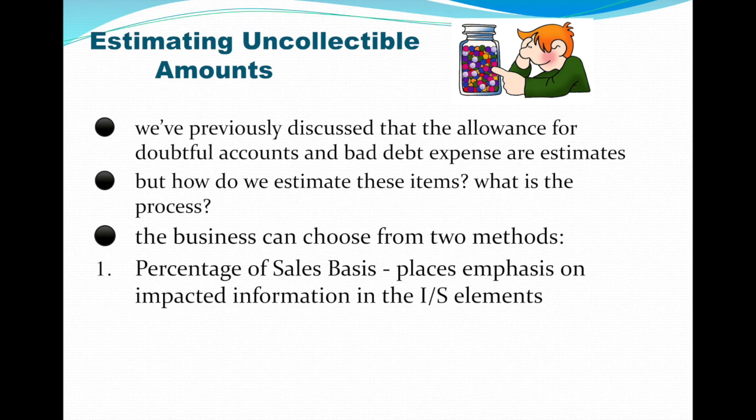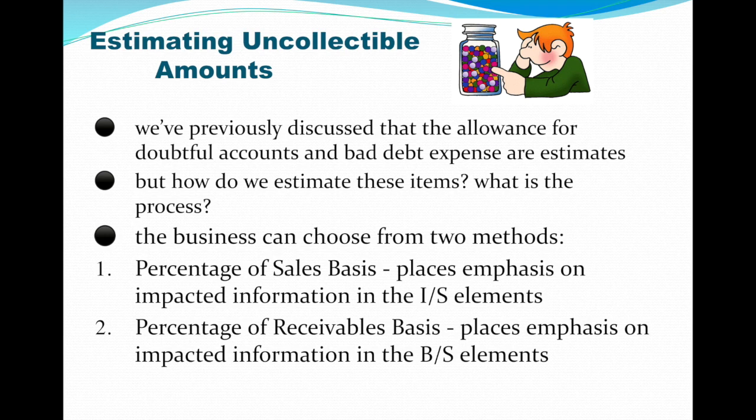First is a percentage of sales. So the idea here is pretty basic. It's just based on however many sales you make, you estimate that a certain percentage of those sales won't be collectible. And there's no real ironclad way to know what this percentage would be. I mean, it would depend on what kind of business you're in and what kind of clients you have. So this is something that's usually decided by management, and it's usually decided based on experience.